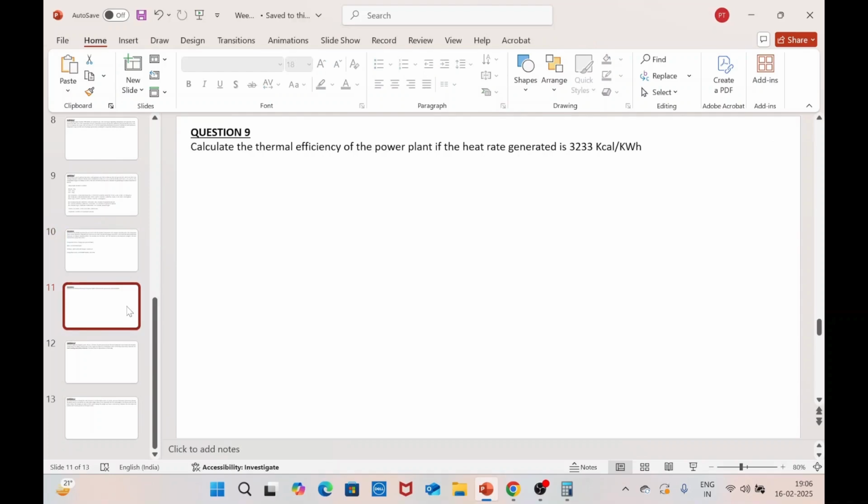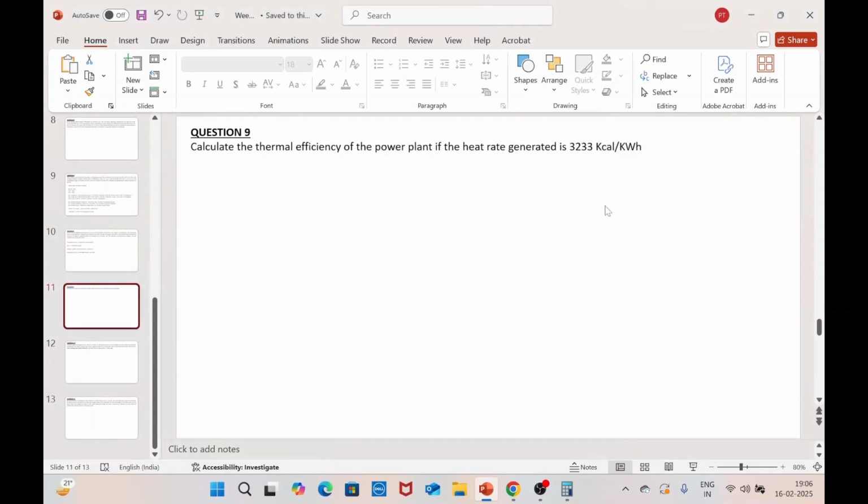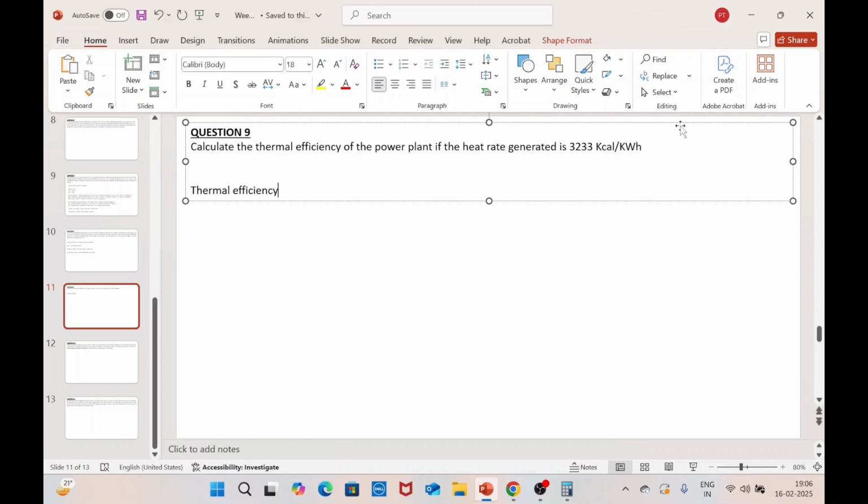Calculate the thermal efficiency of the power plant if the heat rate generated is 3233 kilocalorie per kilowatt hour. It's just a straightforward question. Thermal efficiency needs to be calculated. You can let me know the answer.